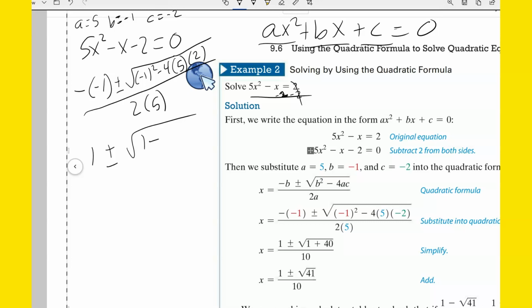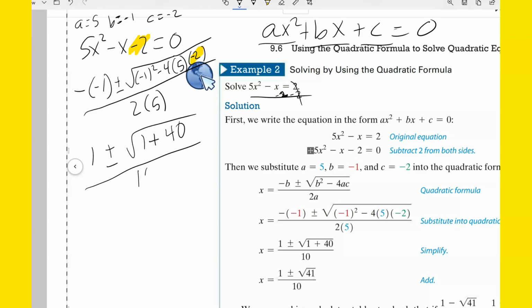So minus, I'm sorry, I missed something here. What did I miss? Okay, look back. Look back at this number. What did I miss right there? It's a negative 2, and I put it as a positive 2. Let me change that to a negative 2. It's going to change things right here, right? Because negative 4 times 5 is negative 20, and then times negative 2 is positive 40. I've got two negatives multiplying right here, which makes this whole thing turn out to be a plus. So plus 40 over 10. So that's going to be 1 plus or minus the square root of 41 over 10.